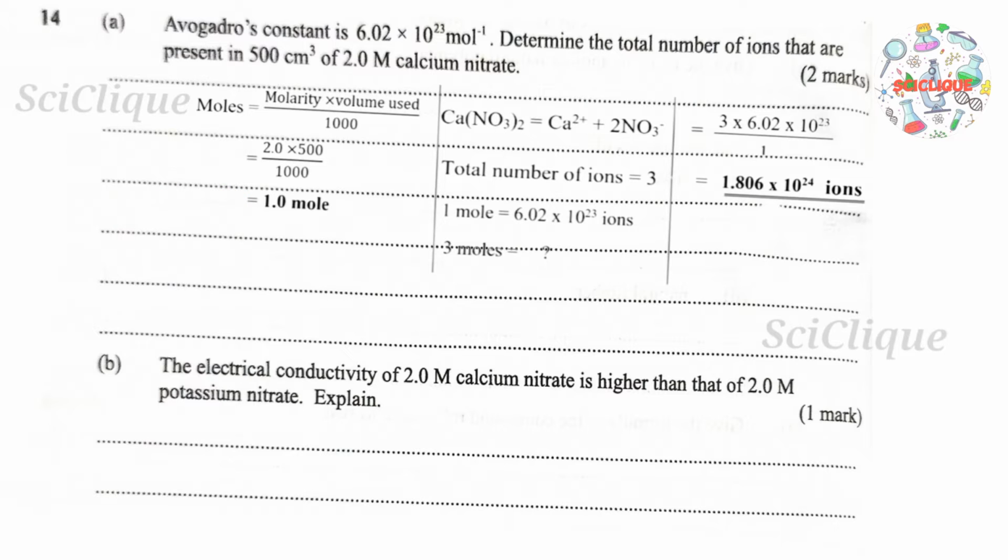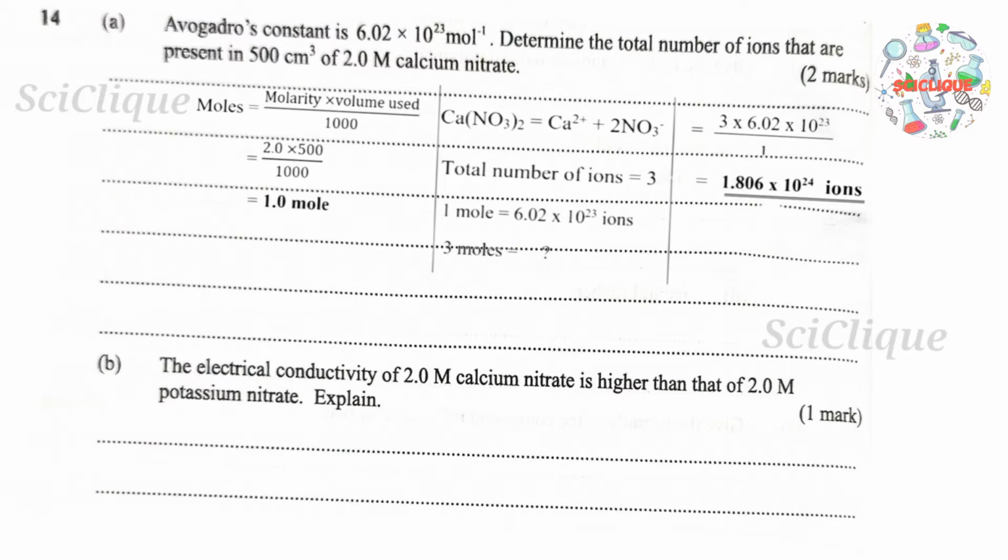Now we're going to do so by looking at the chemical formula of calcium nitrate. Calcium nitrate will dissolve in water and dissociate to form ions. We are going to have calcium ions and nitrate ions. How many calcium ions? 1. How many nitrate ions? 2 ions, a total of 3 ions.